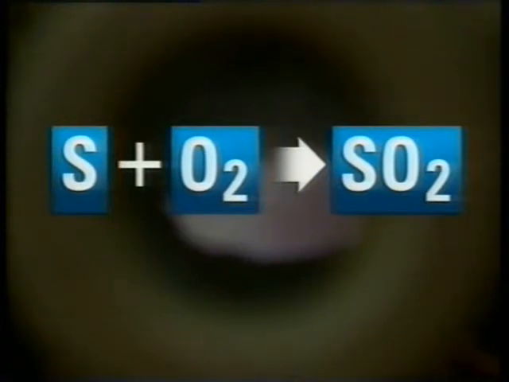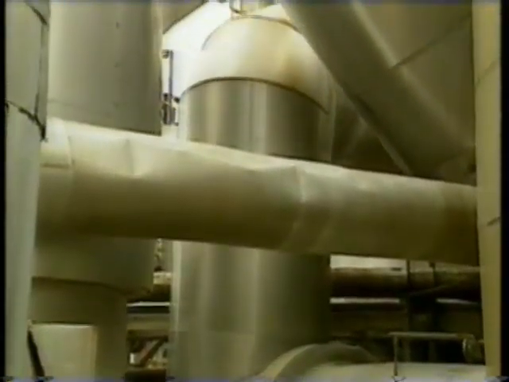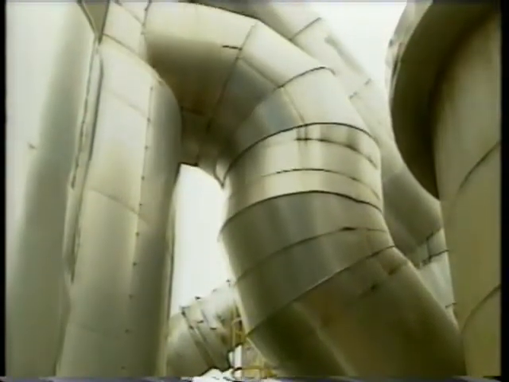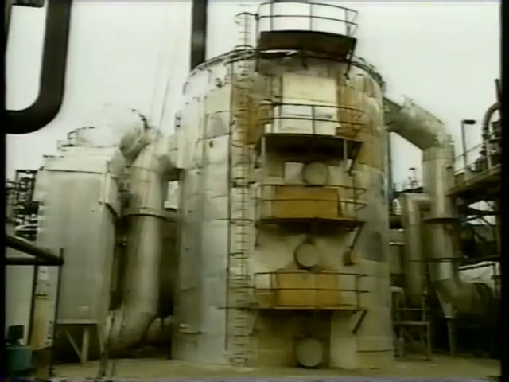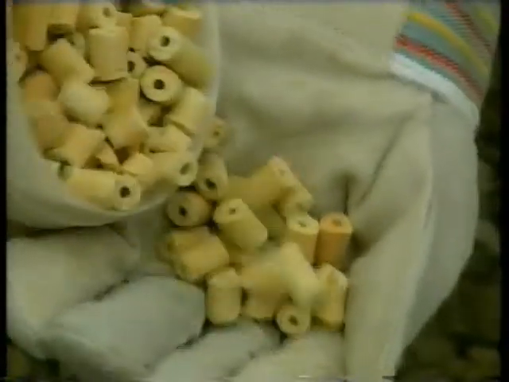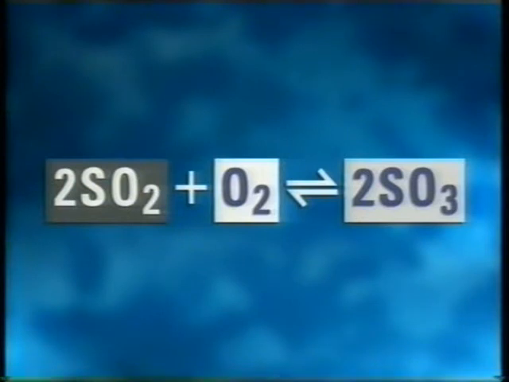As the sulfur dioxide leaves the furnace, it travels to the converter, where it reacts with even more oxygen. A high temperature of 450 Celsius and a vanadium pentoxide catalyst speed up the reaction. Sulfur dioxide and oxygen are converted into sulfur trioxide.